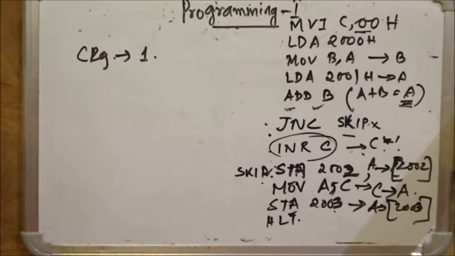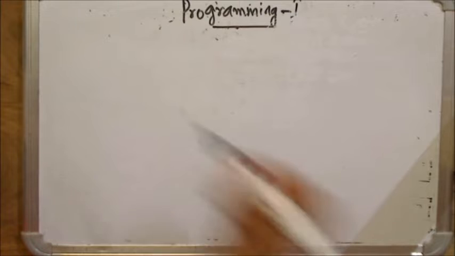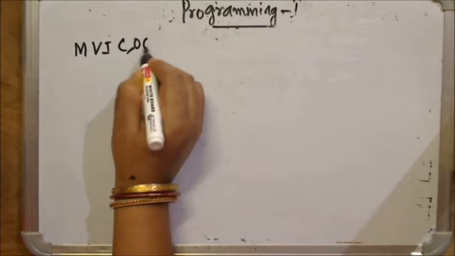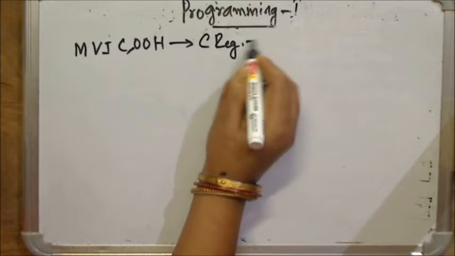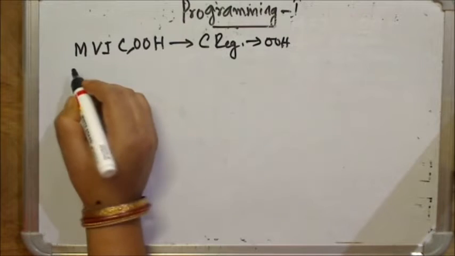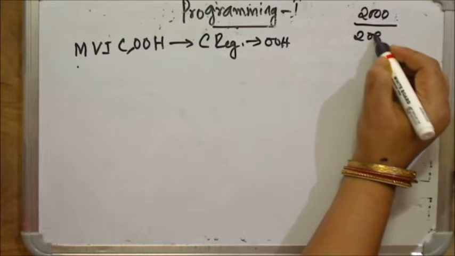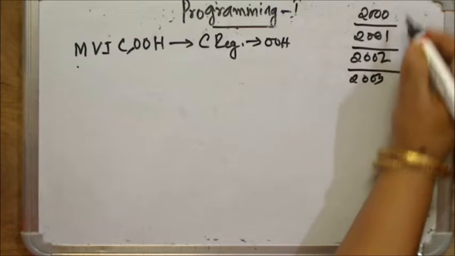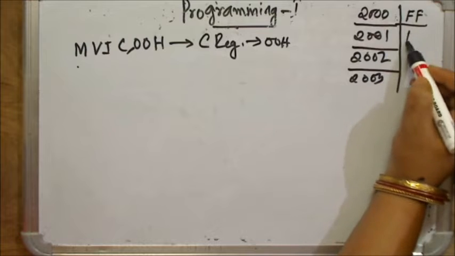Okay, so let us revise the program again. What I've done first: MVI C, 00H. What have I initialized? The carry register as 00H. Then, suppose this is our 2000, 2001, 2002, 2003. Suppose we have loaded the data with FF and FF.